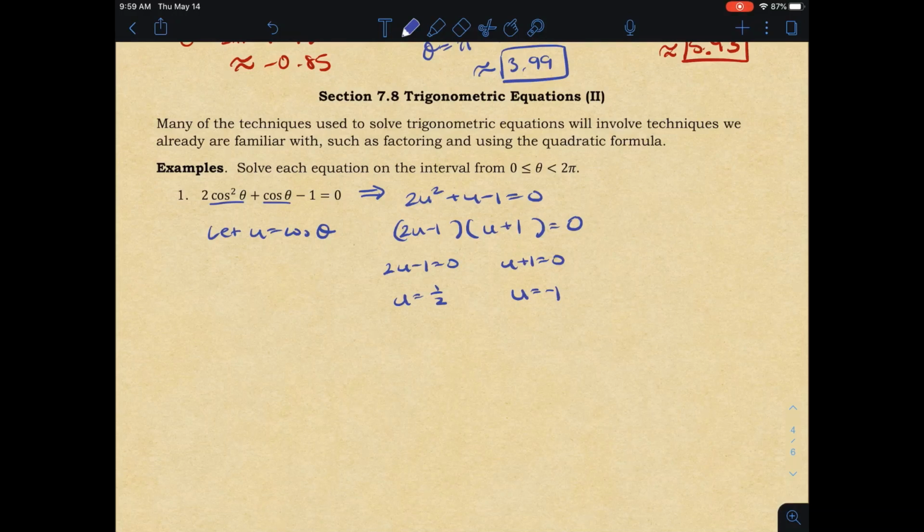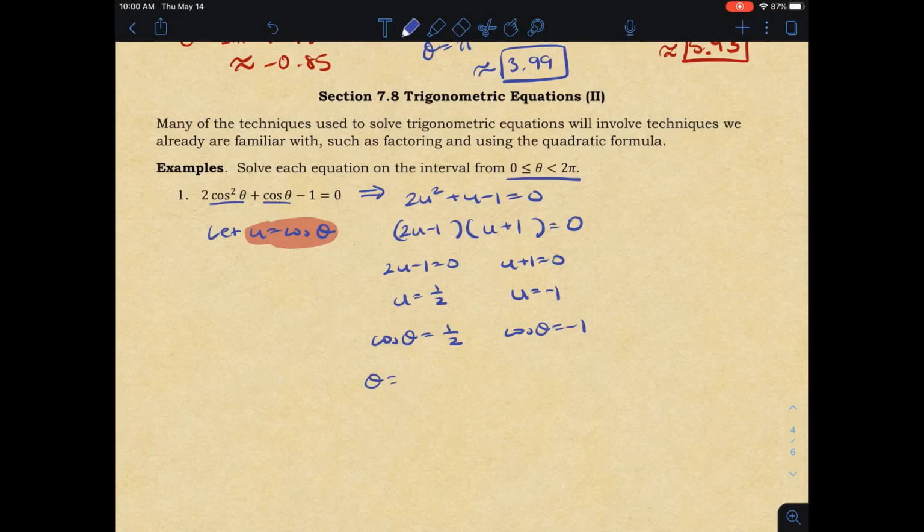So what we're going to do now is go back to the substitution that we made initially and rewrite it again in terms of theta. So instead of u, I'll write cosine theta. And then from here, we're solving the equation in the interval from 0 to 2 pi.